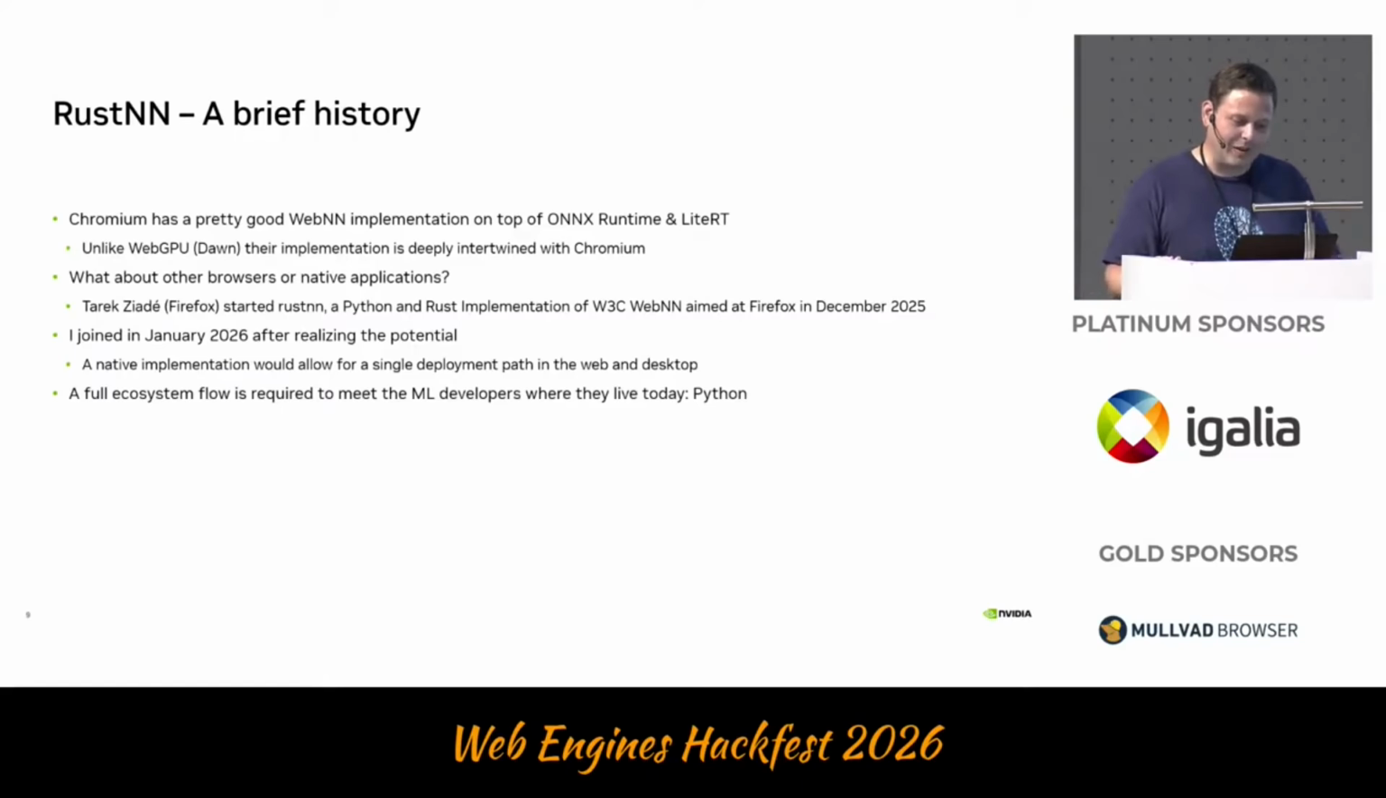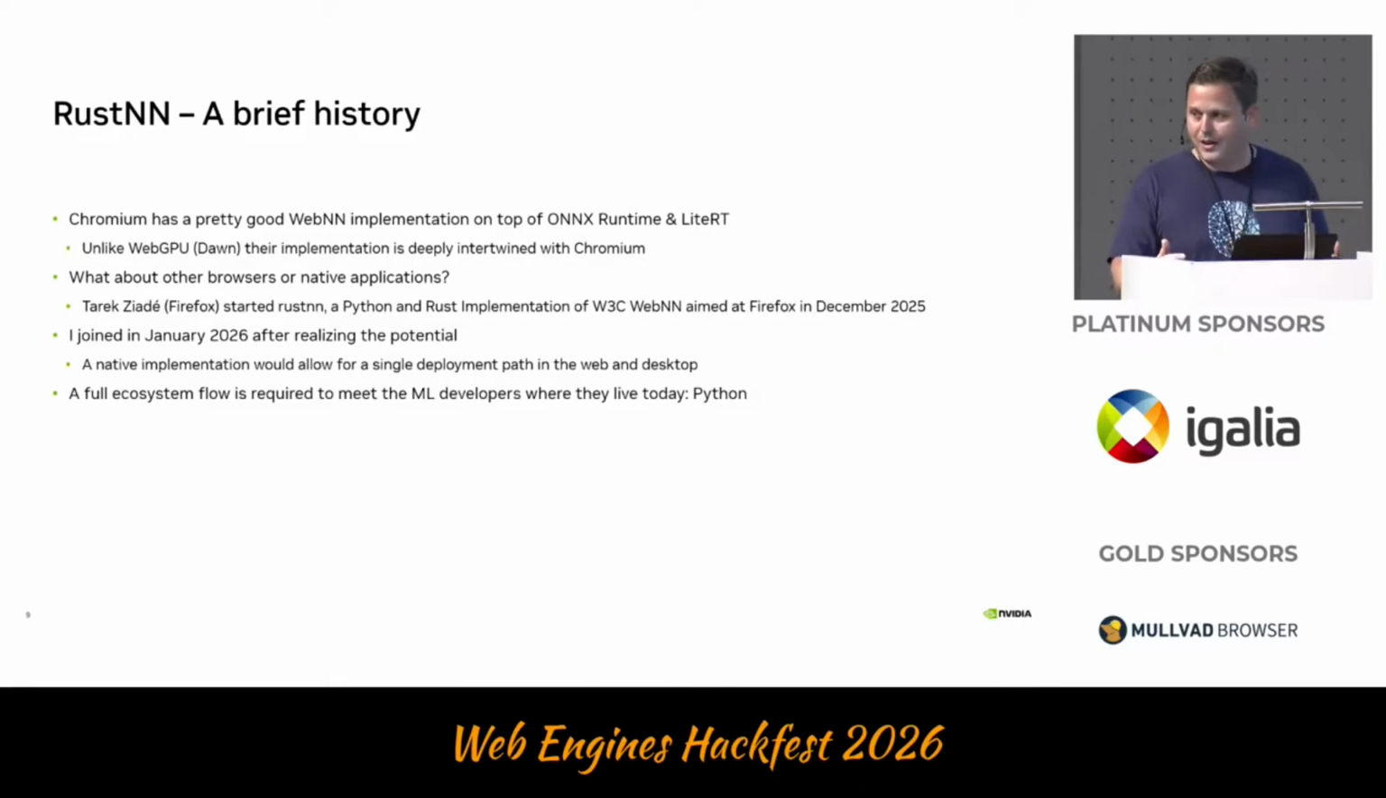I'm not sure if this is an efficient way to do it. And well, what about other browsers? They need an implementation as well, and native applications, it would be nice. So Tarek Ziade from Mozilla started RustNN for Firefox, and it's a Python and Rust implementation of the WebNN standard. And the project is quite new, so if you test it out and you find bugs, we started in December 2025. So everything is still rough and being mangled in a good state.